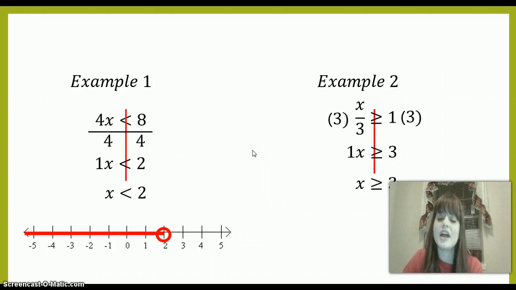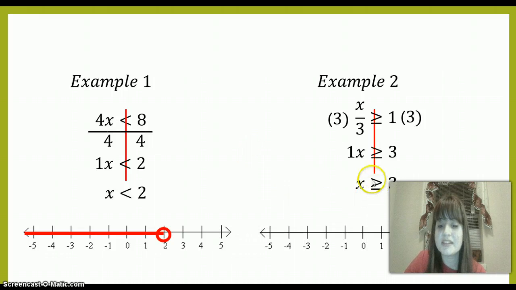So now, I draw myself a number line. Since I have x is greater than or equal to 3, the key part here is the "or equal to" part, so I draw a solid circle over my 3, and I want all the numbers that are greater than 3. So 4 is greater than 3, 5 is greater than 3. I shade to my right.